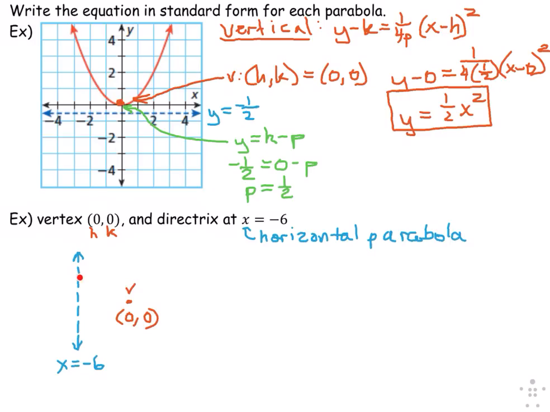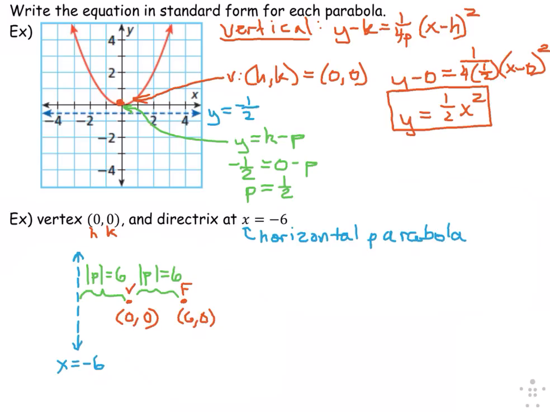I have drawn the directrix to the left of the vertex because the x value is negative 6. Remember that the distance between the directrix and the vertex is the p-value. And so its absolute value is equal to 6 because that's the distance between x equaling negative 6 and x equaling 0. And then I could use that to also find the focus coordinates if I needed to.